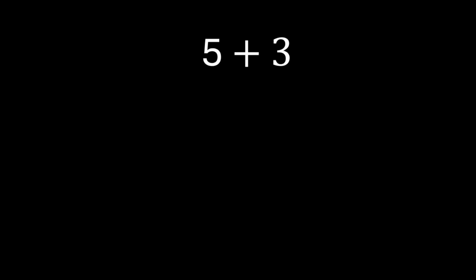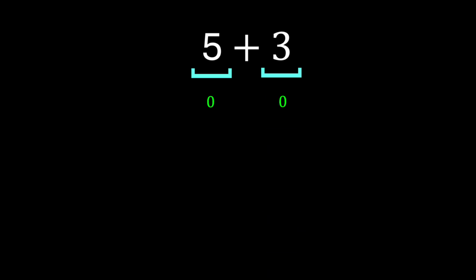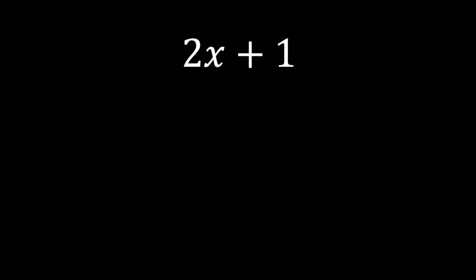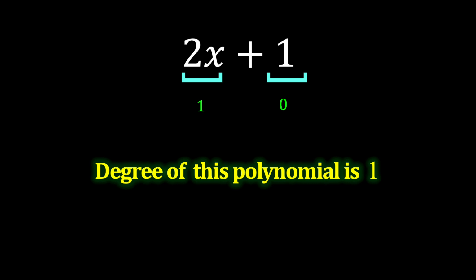But if you don't have any variables at all, like 5 plus 3, in that case we say the degree is 0 because there are no variables with an exponent. Now let's take a look at this polynomial, 2x plus 1. What do you think about its degree? Here we have a variable x, and we need to consider its exponent to find out the degree of this polynomial. You need to know that a variable that is written without an exponent has degree 1. And for the last term, we have a constant, so the degree of this constant number will be 0. So here the degree of this polynomial is 1.